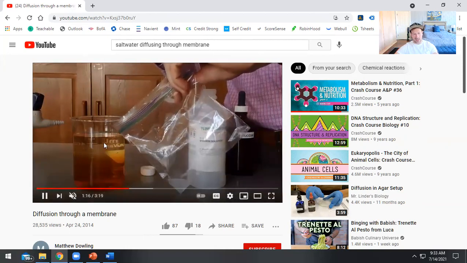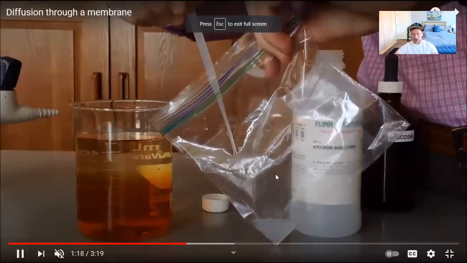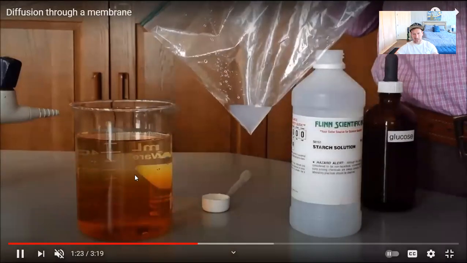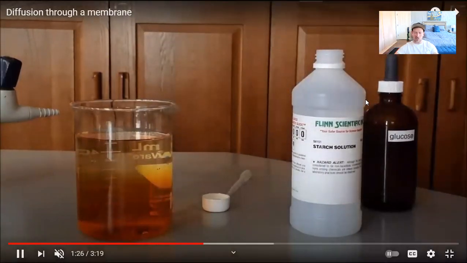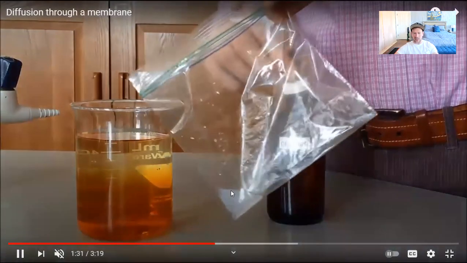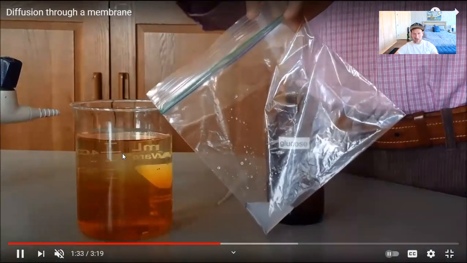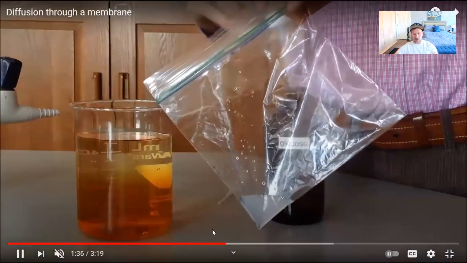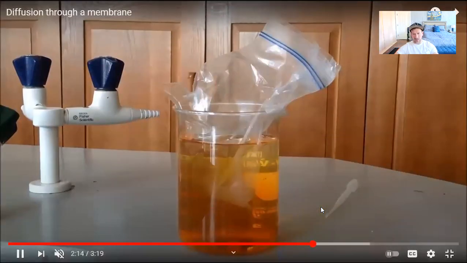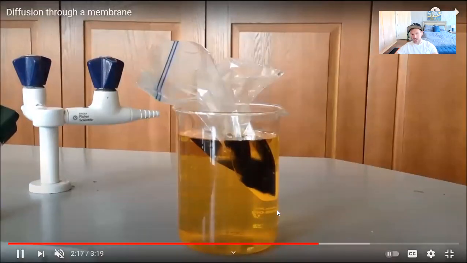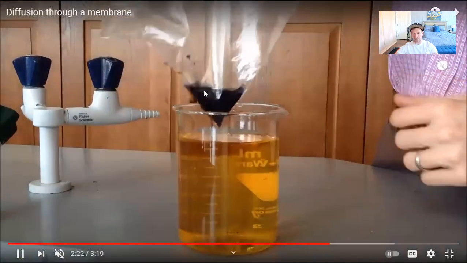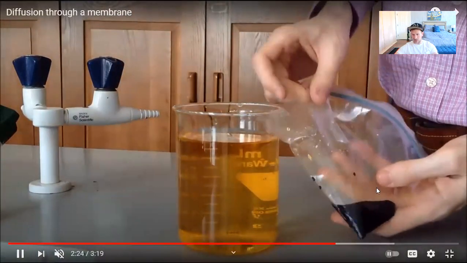Okay, so he has two very different solutions here. He's putting glucose in here, so there's a lot of sugars in one, and this is just regular old water over here. So now he's got sugar water and a bunch of regular water. Now he's going to dump that bag in there, and you will notice that the water will actually start to flood into that bag, which is kind of interesting.